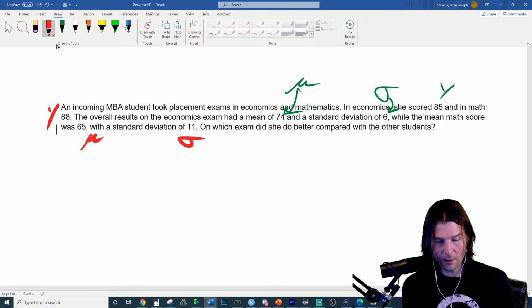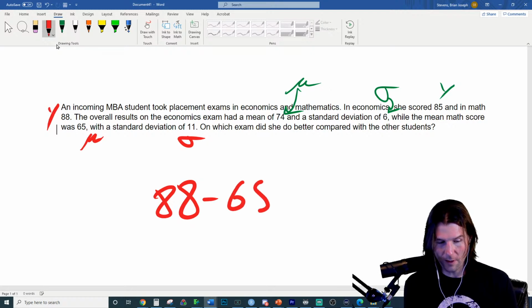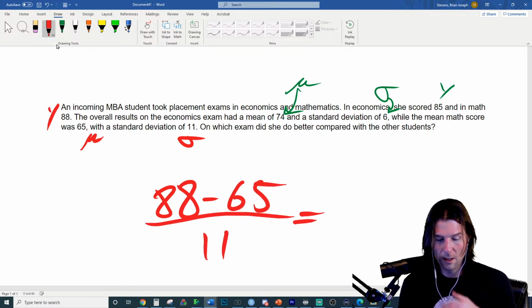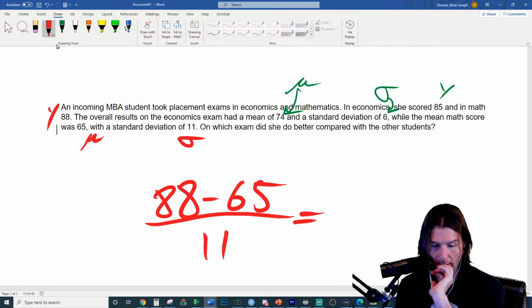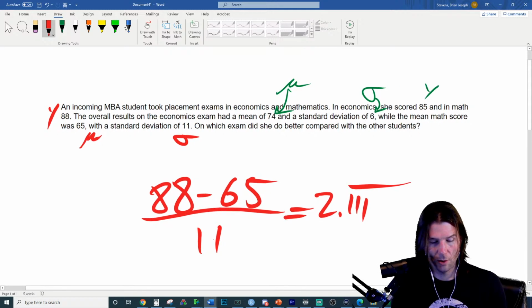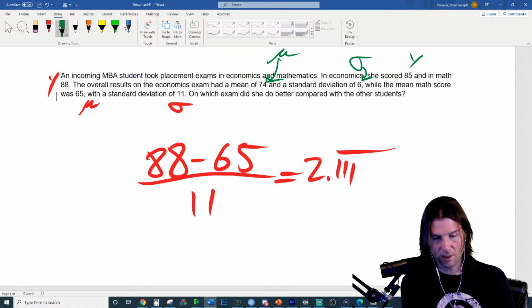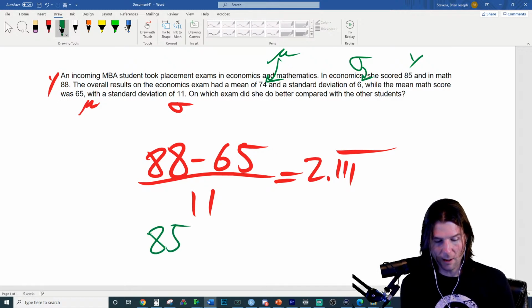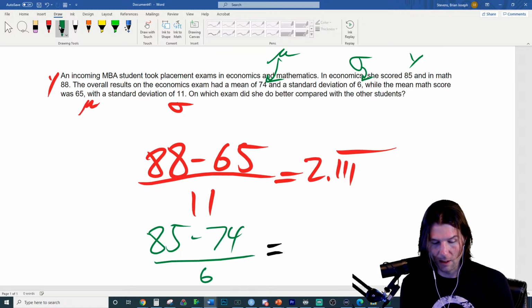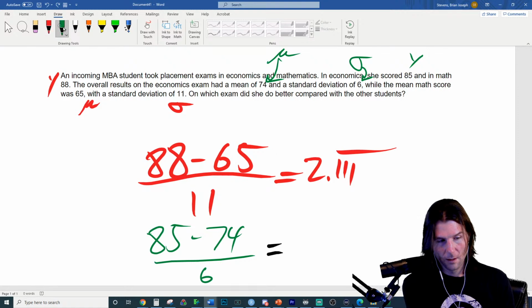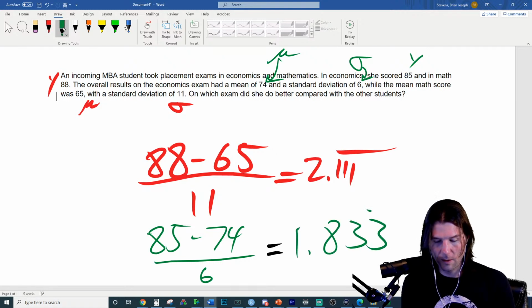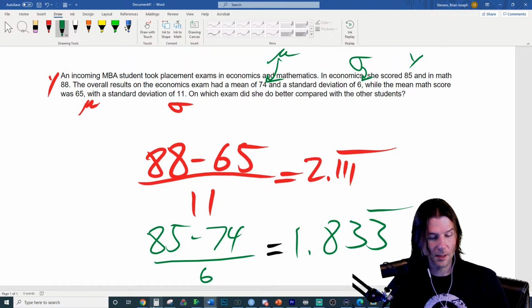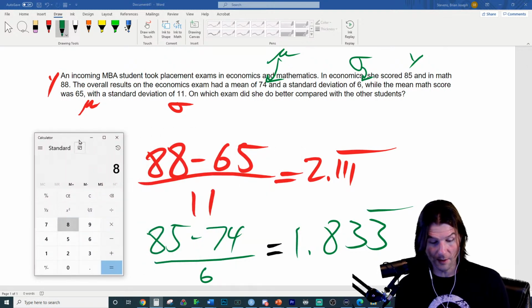And there we go. So let's go ahead and do 88 minus 65. As long as I have my numbers lined up, we should be good. Let's do it in our head for fun. Is that 2.1111111? I think it is. I'll check my math afterwards. Observation minus mean over standard deviation is going to be 1.8333. Okay, there we go. We should be good on these. Let's check the mathematics. Never hurts to check your math.